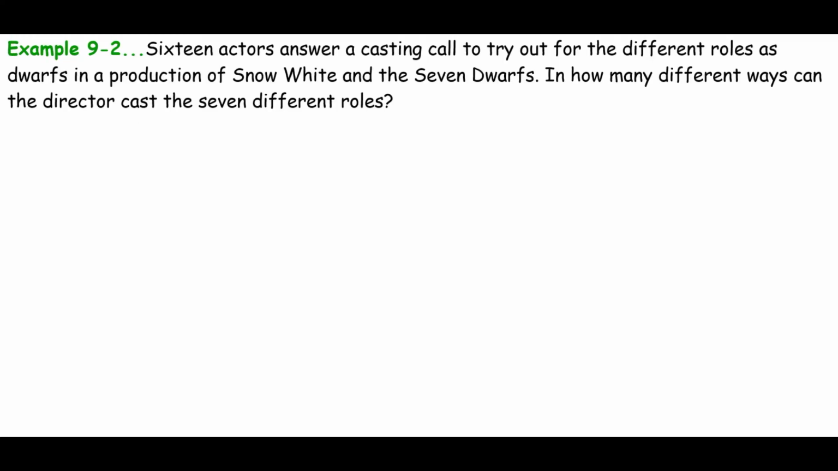All right, so let's look at this second question. We've got 16 actors answering a casting call to try out for the different roles. Notice it says different roles, so that's key. They're trying out as dwarfs in the production of Snow White and the Seven Dwarfs. In how many different ways can the director cast the 7 different roles?